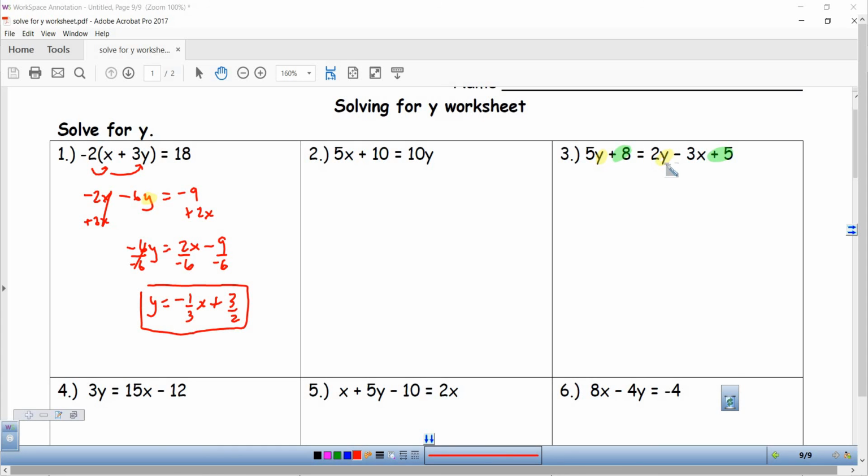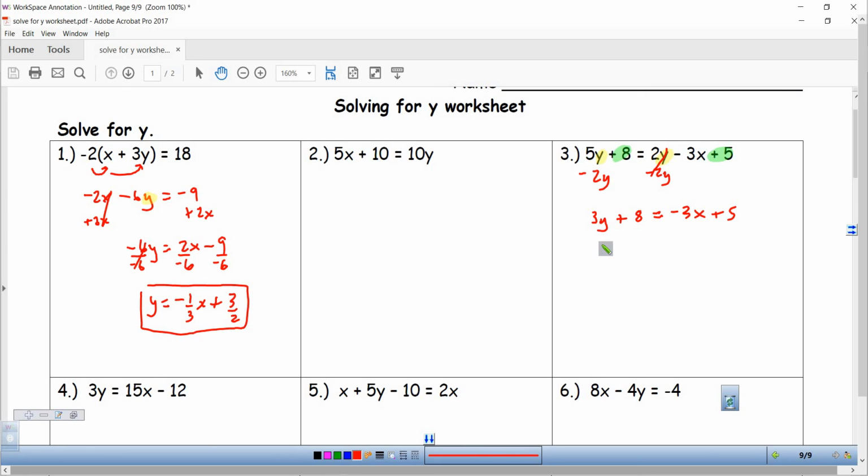Remember, when we're trying to solve an equation with variables on both sides, we need to get them on the same side. We're going to subtract the smaller one, the term with the smaller coefficient. I take away 2y's from each side. So I get 3y plus 8 is equal to negative 3x plus 5.